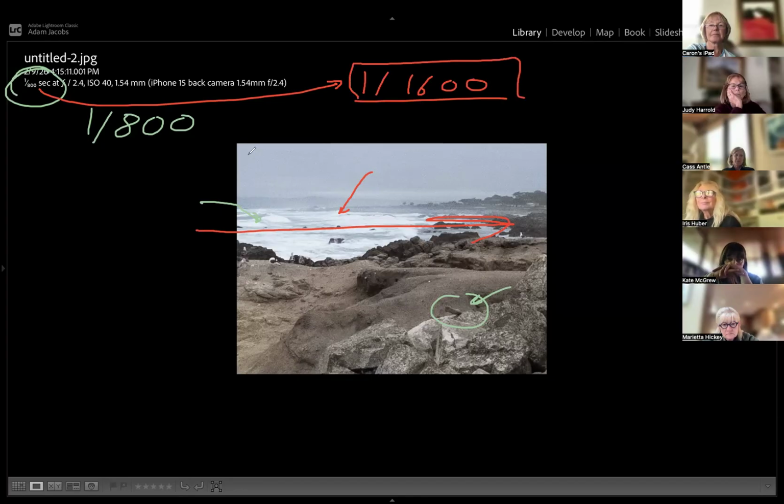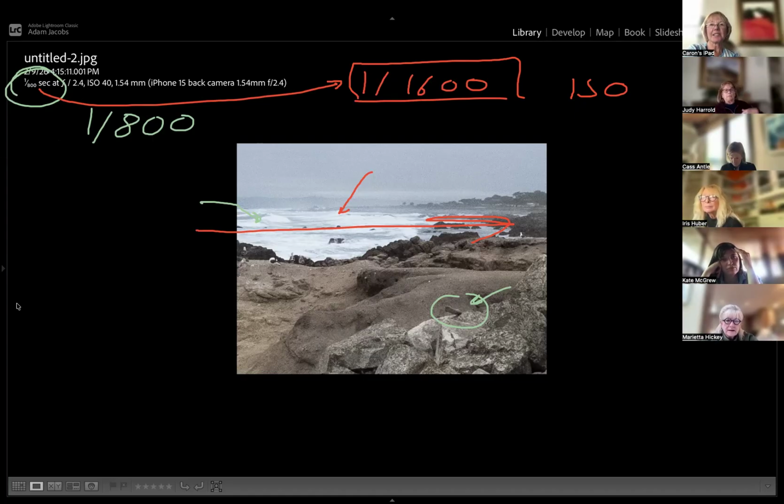Cass, what does that do to the photo? Brighter or darker? From 1/800 to 1/1600? It's going to be darker. Good. Marietta, what do we therefore have to do to the ISO? Go up or down? You can just use your finger, up or down. Down. No, but if you're adjusting that one, don't you have to move the other one down to compensate? Yes, let's think about it.